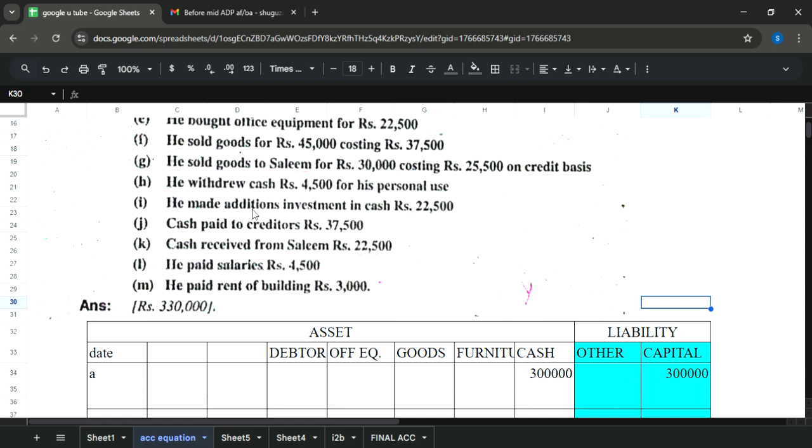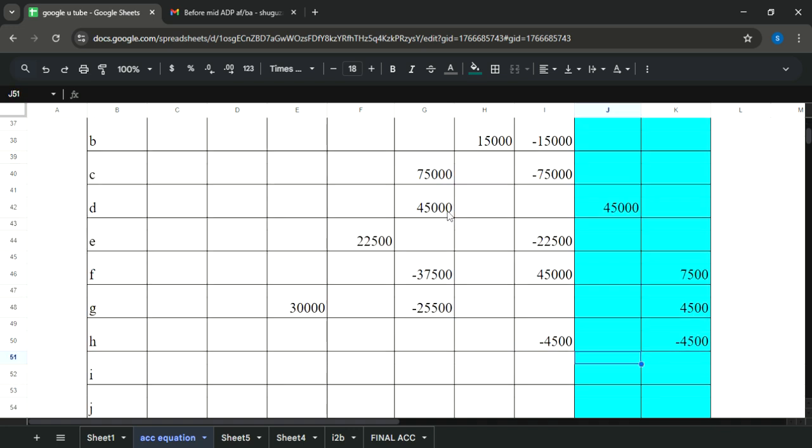He made additional investment. That means proprietor is giving cash. Cash is coming in. There is an increase in cash of 22,500. So here you will write plus 22,500, and the cash which is provided by the proprietor is your capital. There is an increase in capital as well.